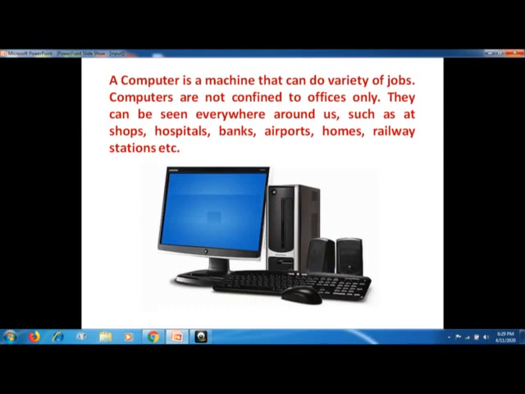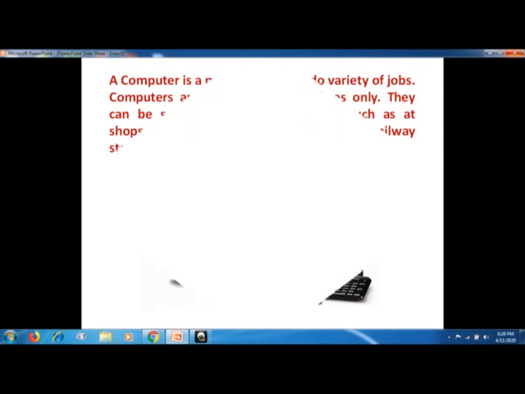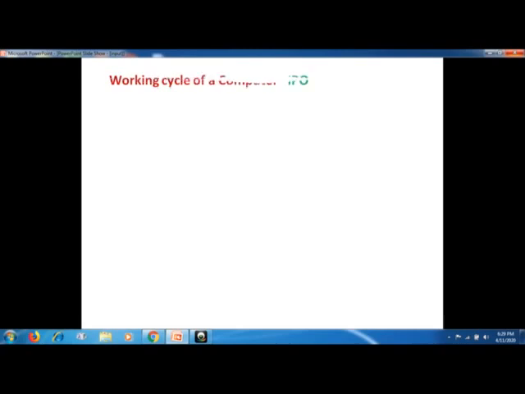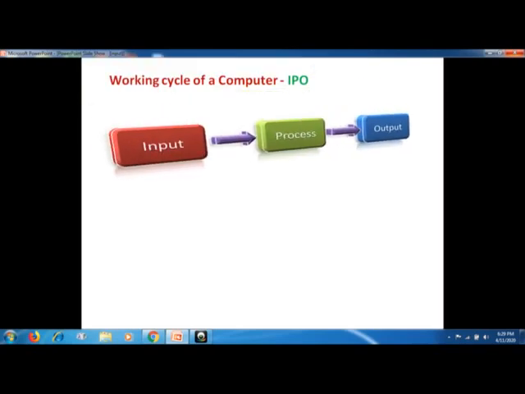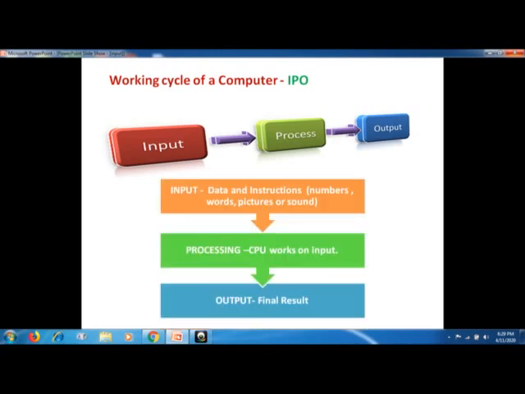Now, how does a computer work? If you remember, in class 3 also we discussed the working cycle of a computer. The working cycle of a computer is IPO. Now what is IPO? I stands for input, P stands for process, and O stands for output. So input is the data and instructions that we are giving to the computer, putting inside the computer, that can be in the form of numbers, words, pictures or sound. So that is called an input.